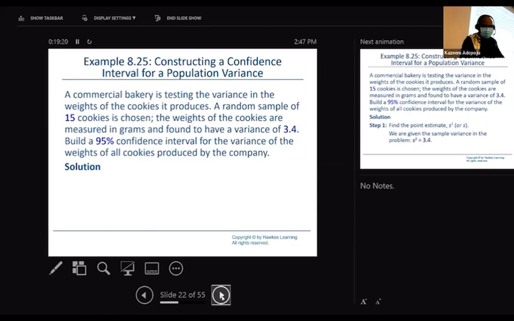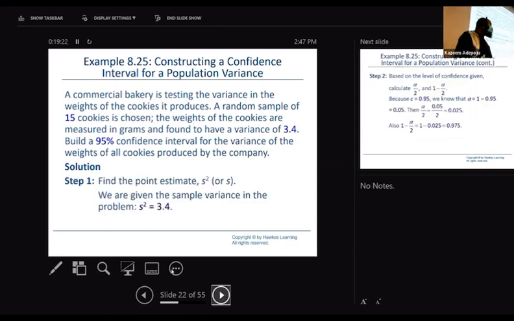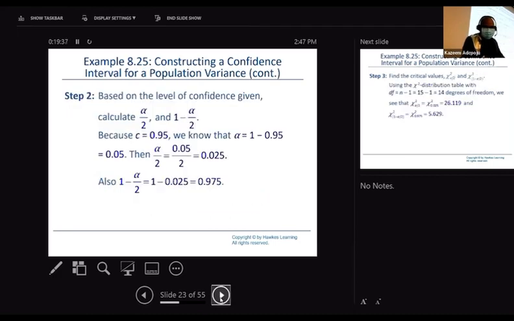What am I going to do? What I'm actually going to do, the point estimate of the variance is 3.4. That has already been given. And if that is given, then the next thing I'm going to do now is to get the interval estimate. And to get the interval estimate, I need to go to the chi-square table. In one chi-square table, there is alpha over 2, right? In another chi-square, there is 1 minus alpha over 2.